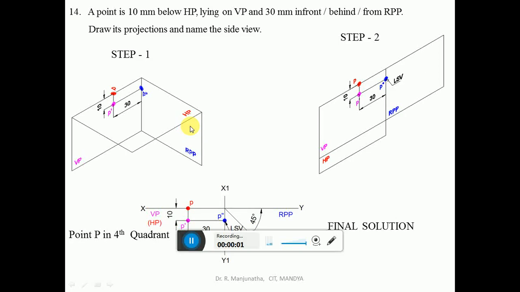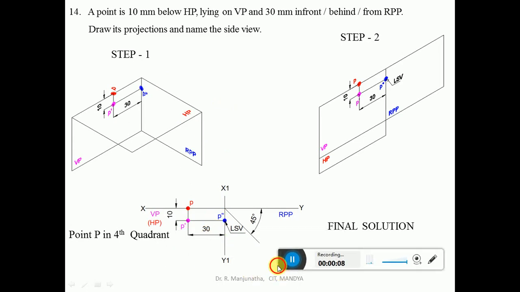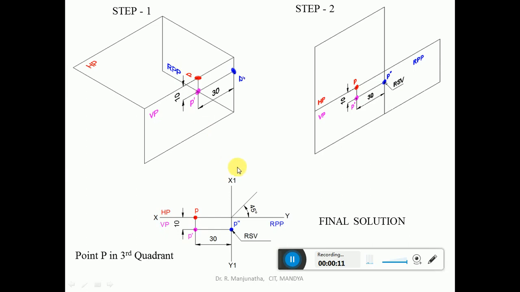A point is 10 mm below HP, lying on VP, and 30 mm in front of RPP. Draw its projections and name the side view.